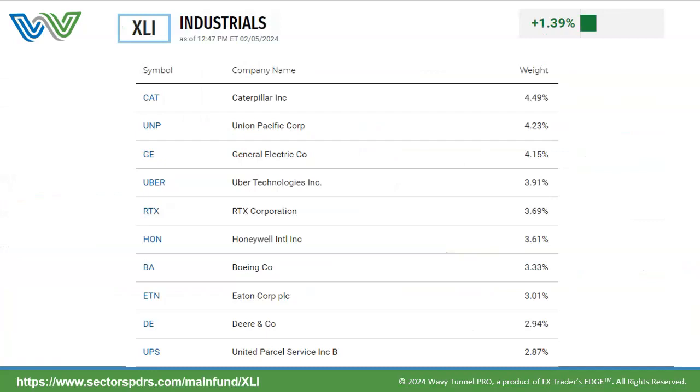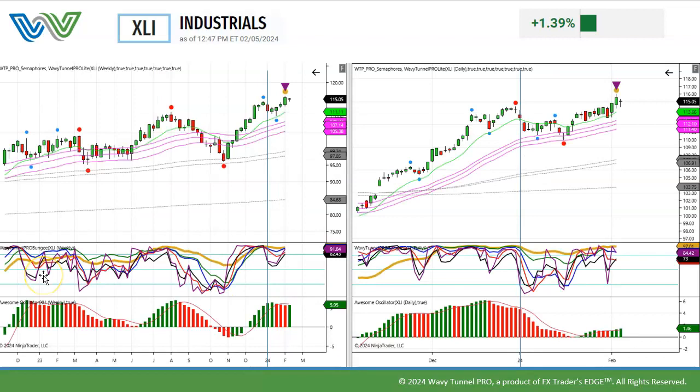The industrials, XLI, up 1.39% year to date. Biggest holding is Caterpillar, followed by Union Pacific Corp, General Electric, Uber Technologies, RTX, Honeywell, Boeing, etc. This is the chart of XLI. Again, not so bad. The wave is above the tunnel on the weekly, and every time we came down, in this case, we had steeper corrections into the tunnel and then blast off.